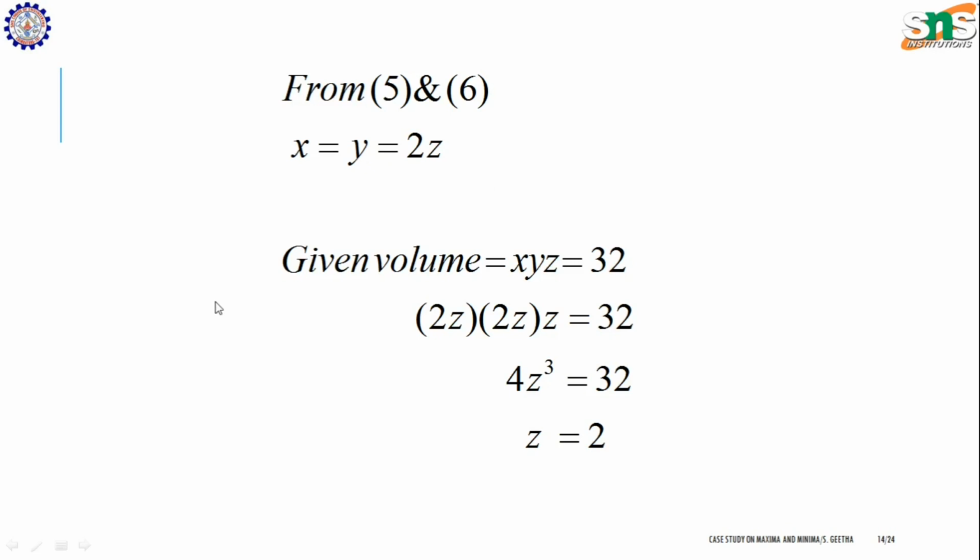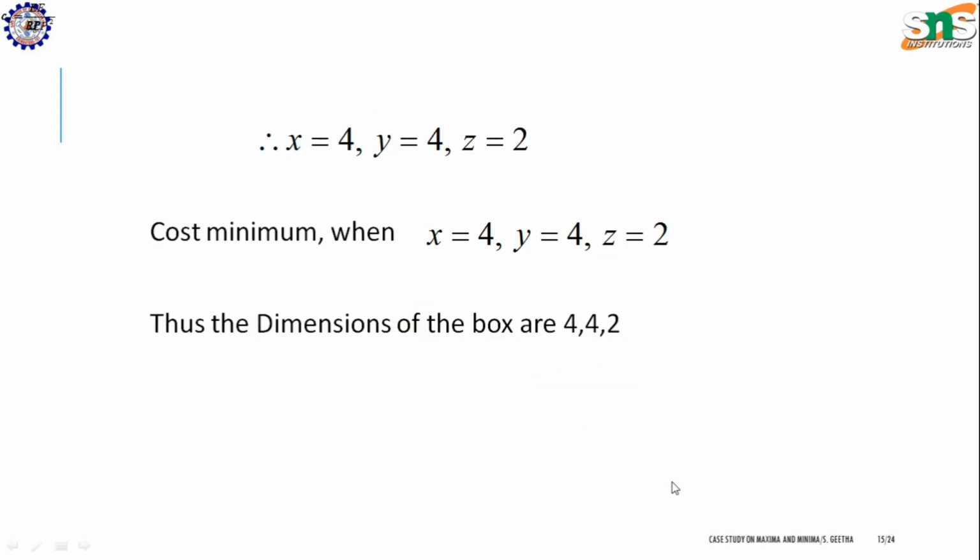Here they have given volume xyz = 32. So replacing x and y by 2z, we get 2z into 2z into z equal to 32. Finally we get 4z cube equal to 32, which means z equal to 2. Therefore x equal to 4, y equal to 4, z equal to 2. Cost is minimum when x equal to 4, y equal to 4 and z equal to 2. Thus the dimensions of the box are 4, 4, 2.